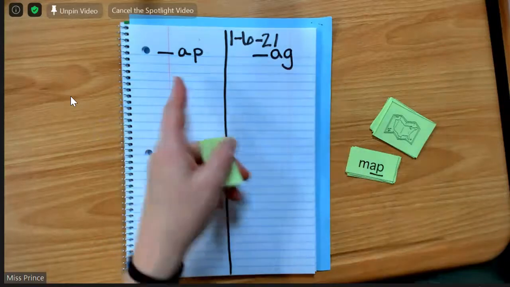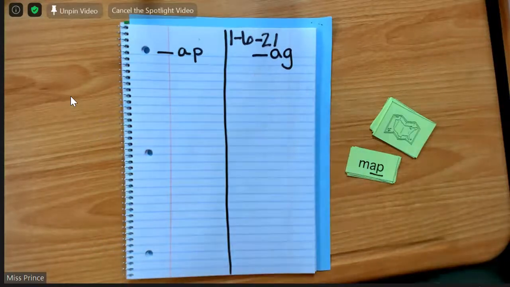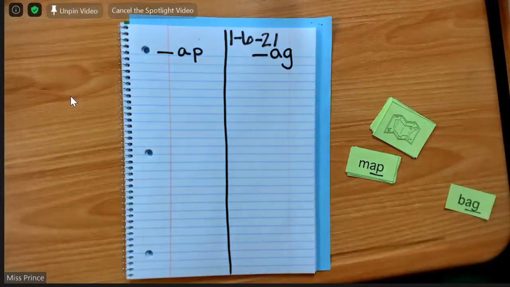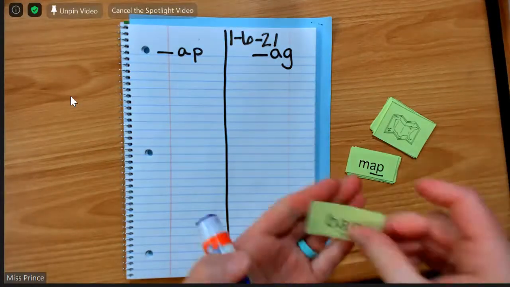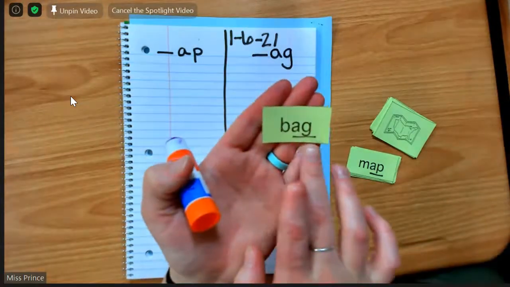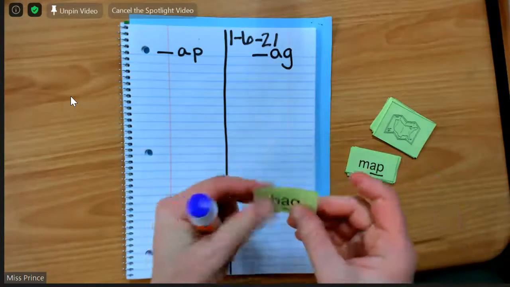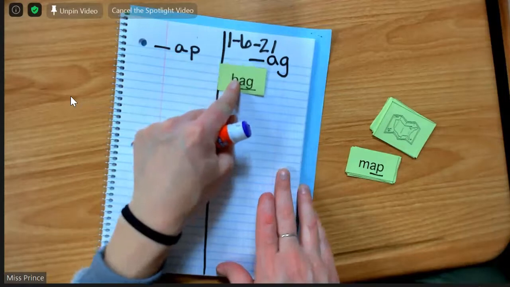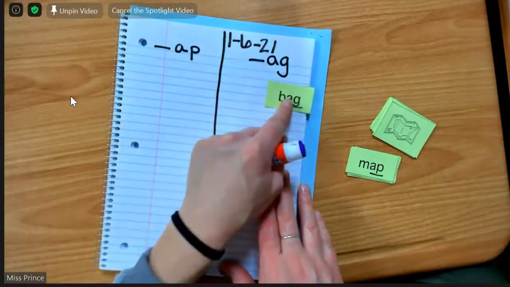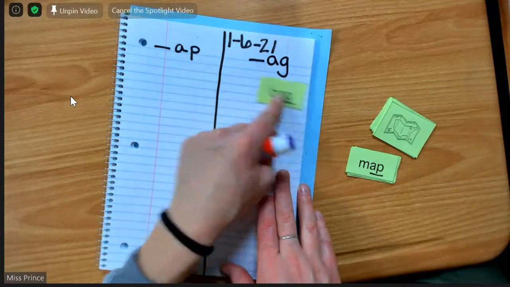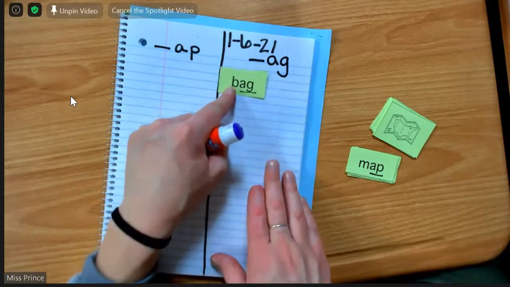Bag. App or ag? Ag, nice job, because we have ag at the end. So when I'm gluing today, I'm going to make sure that I have enough room if I need to do 2 different rows. So I'm going to go all the way up next to this line.